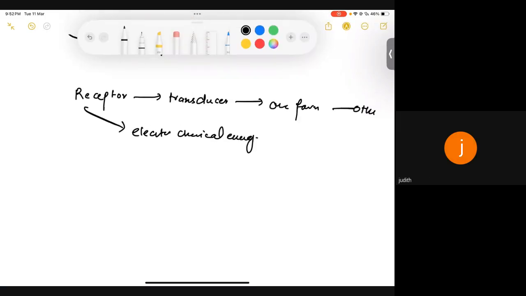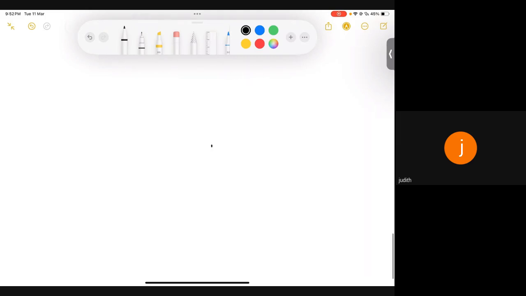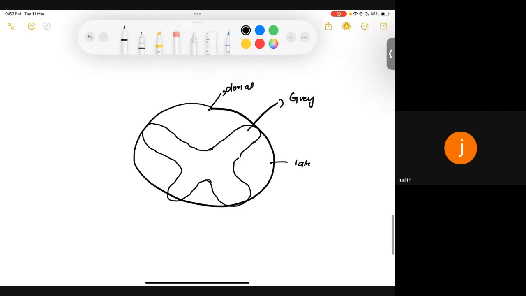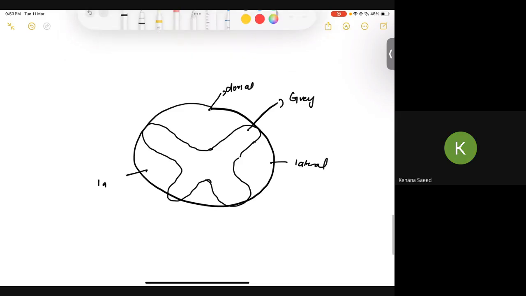Okay, let me just draw the picture of your spinal cord. So this is your spinal cord, you already know. We have a butterfly in the middle. That's the gray matter, right? The butterfly is gray. And we have a dorsal column, present dorsally. We have lateral columns, and we have an anterior column.